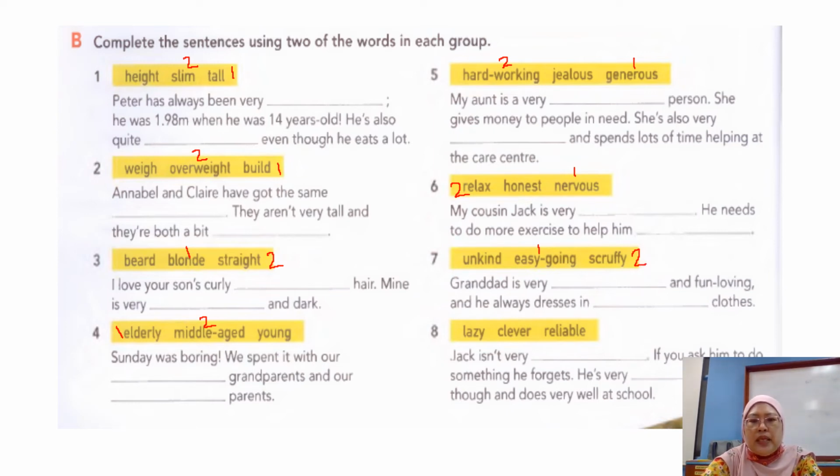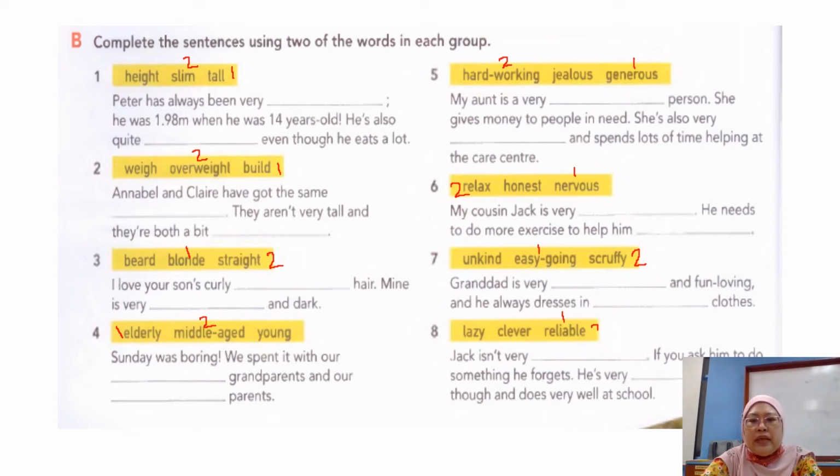Next we have lazy, clever, and reliable. Jack isn't very what kind of person? If you ask him to do something, he forgets. So is it lazy, clever, or reliable? Isn't very reliable. Tak boleh harap. Reliable means boleh harap. Isn't reliable means tak boleh diharap.